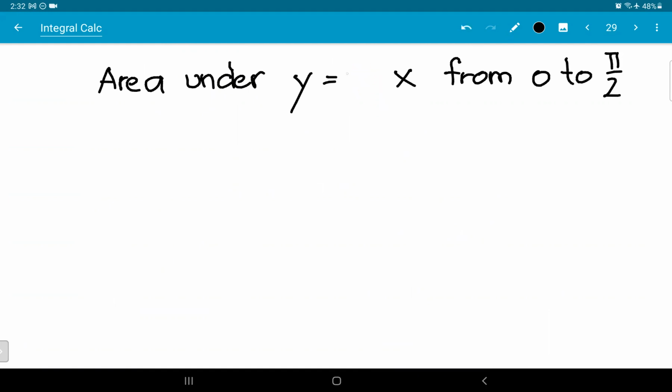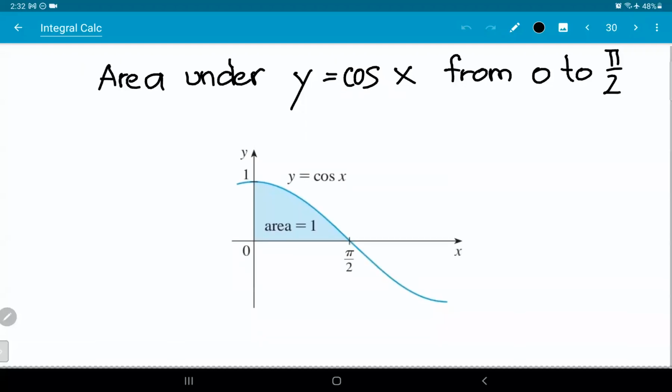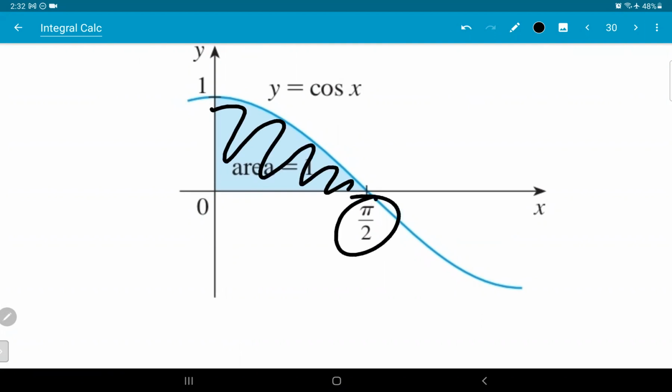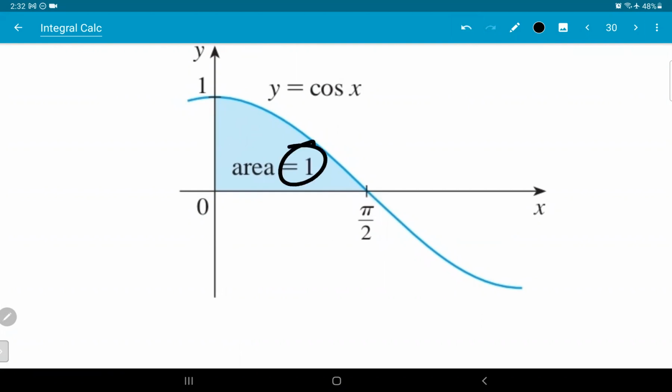Sorry, cosine x, from 0 to pi over 2. Let me show you the graph. So that's y equals cosine x. You don't have to really restudy the graphs of trigonometric functions. But we are interested in finding the area of this from 0 to pi over 2. Although it's already given as 1, let's show that indeed that region has an area of 1 square unit. Okay, so let's use the FTC.